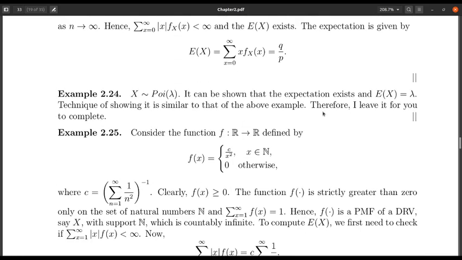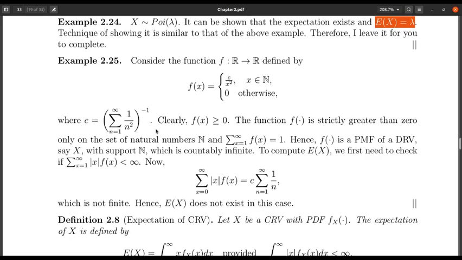I left it as an exercise, but keep in mind that for the Poisson case, the support is countably infinite. So you first need to check whether it is absolutely convergent or not, that is, whether the summation of mod x f(x) is finite or not. That you need to check first. And once you show this is finite, you will be able to find the expectation of x and check whether you are getting expectation of x equal to lambda or not.